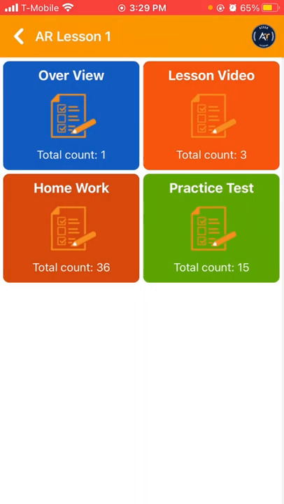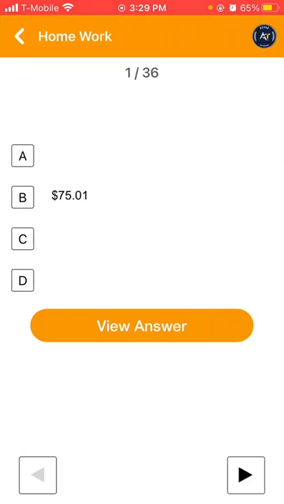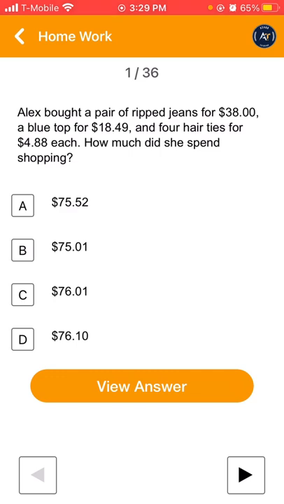Then, do the homework. When doing the homework, make sure you read the questions carefully and then answer it. Do not simply look at the numbers. Practice the homework a few times and then take a practice test. If you are stuck on a problem and are having difficulties, you can click to view the answers along with explanations.